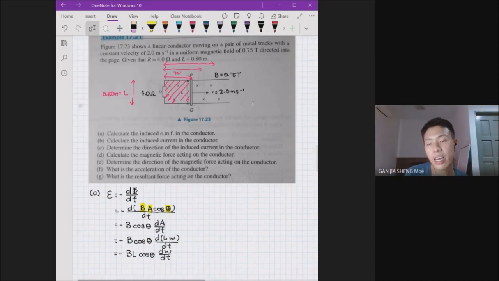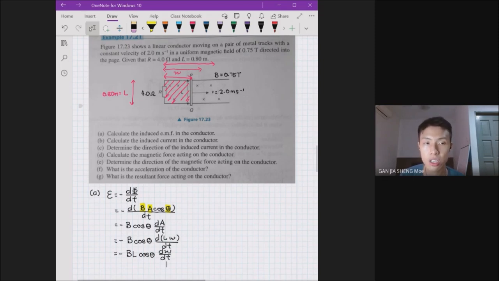Okay, so as we discussed just now, the rate of change of the width is equivalent to the speed over here. As the linear conductor moves to the right with constant speed, the width will be increasing with constant rate as well. So if you move 2 meters per second, means that for every second you are going to move 2 meters to the right, then for every second the width will be increased by 2 meters as well. So the rate of change of width is equivalent to the speed over here.